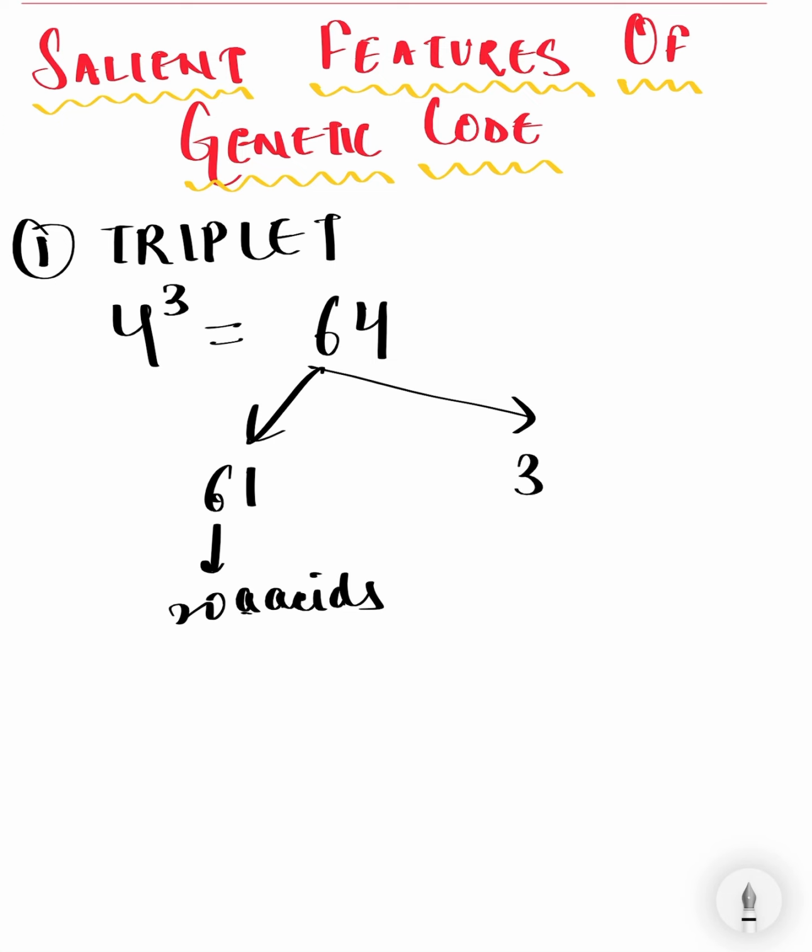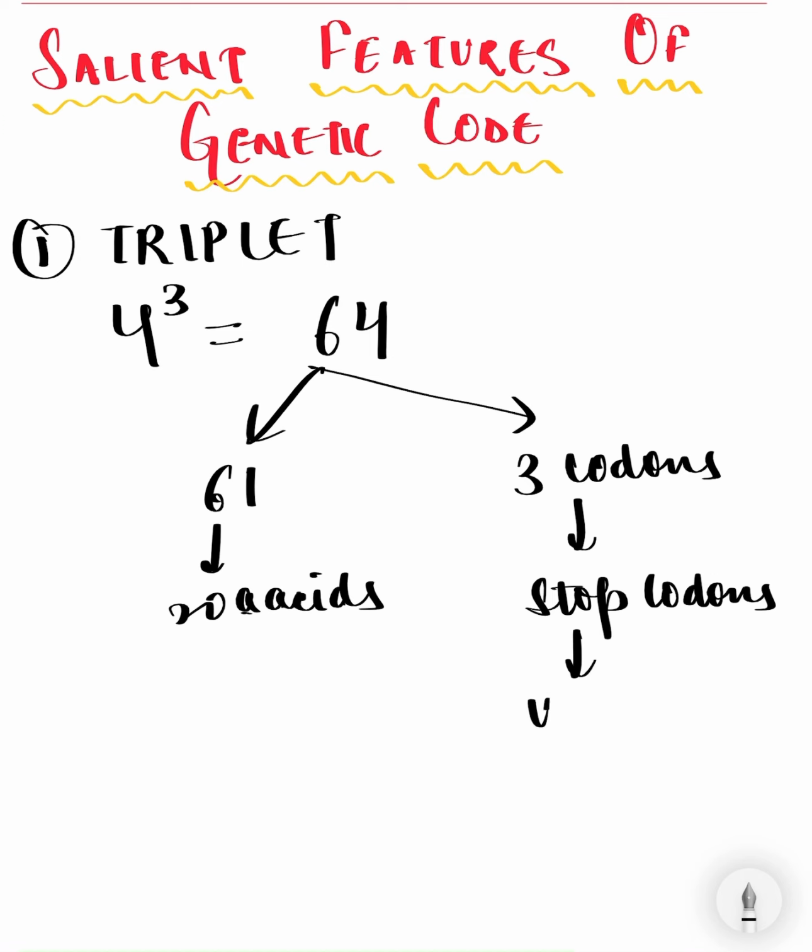So these 3 codons are known as stop codons. These 3 stop codons are UAA, UGA and UAG. So whenever these codons come, the translation process stops at that point.